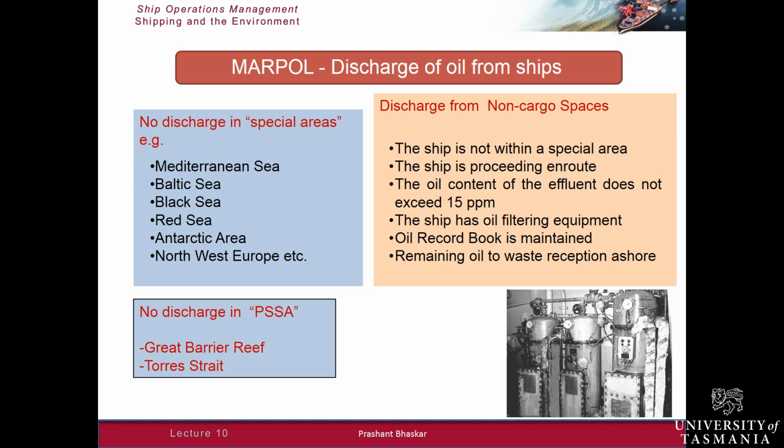Very fragile ecosystems such as the Great Barrier Reef and the Torres Strait are protected by a separate mechanism, whereby these areas are declared particularly sensitive sea areas. So, like the Great Barrier Reef is considered a particularly sensitive sea area. And essentially, what that means is that the authorities, in PSSAs, can impose greater restrictions on what happens than if it was just considered a special area under MARPOL.